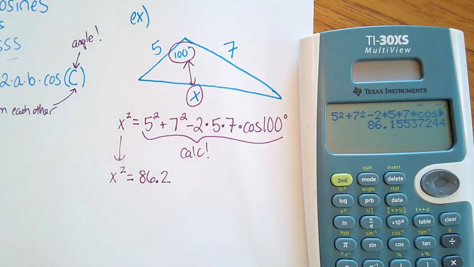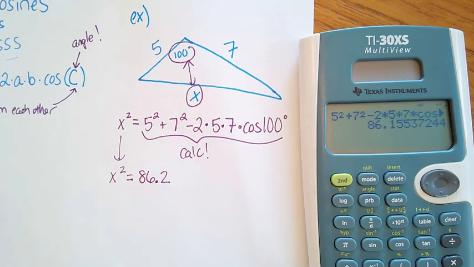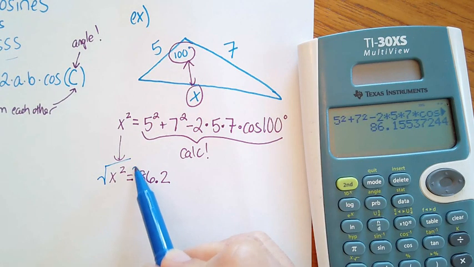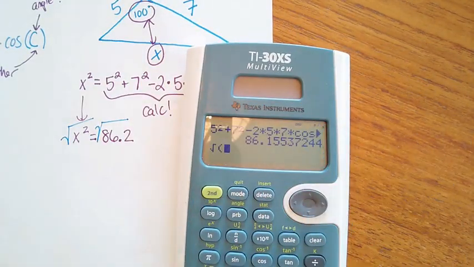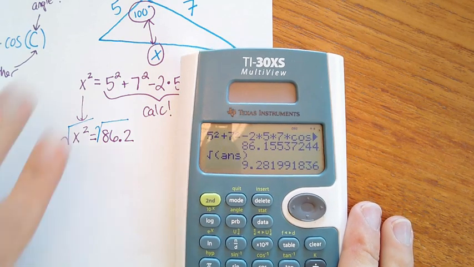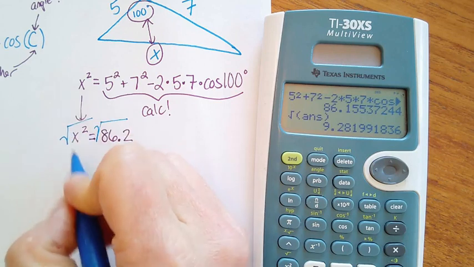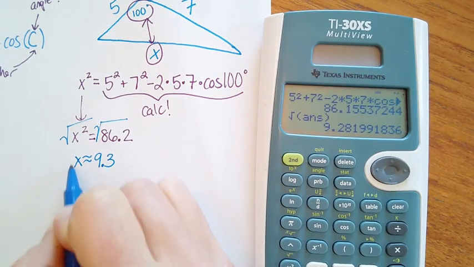The biggest mistake that people make is they think they're done, but clearly this side is not 86 units long, and so the only solving step is to get rid of that squared. We have to take the square root on both sides. And I'm not going to clear this out of my calculator. I'm just going to say the square root of that answer is about 9.3, and that looks much more reasonable. So x is approximately equal to 9.3.